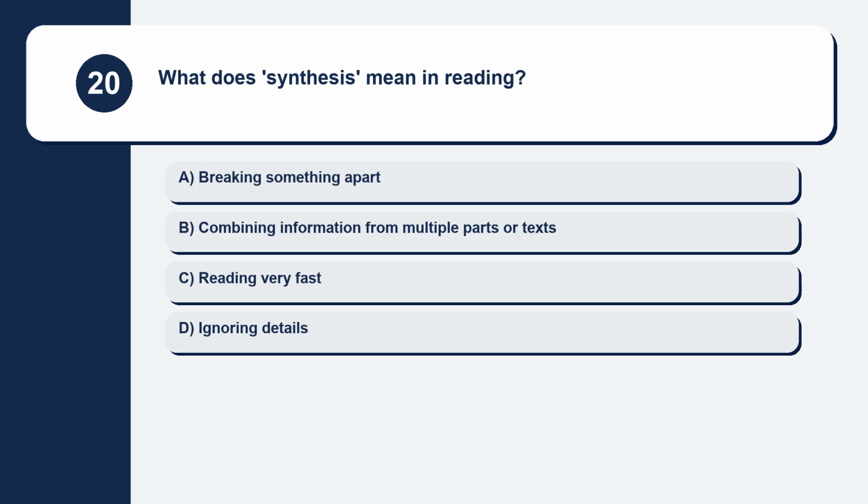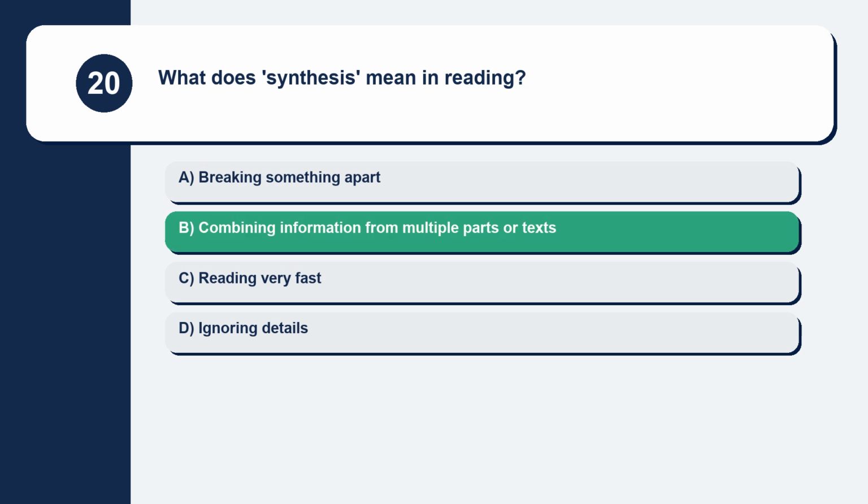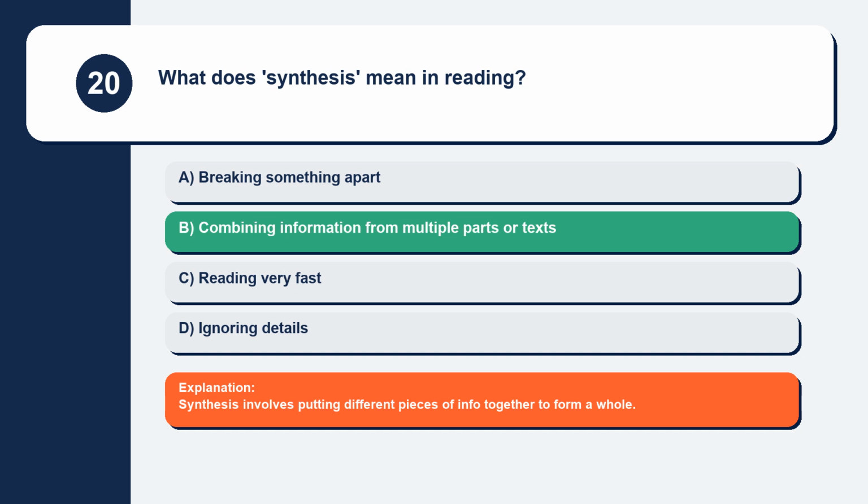Question 20. What does synthesis mean in reading? Breaking something apart. Combining information from multiple parts or texts. Reading very fast. Ignoring details. Synthesis involves putting different pieces of info together to form a whole.